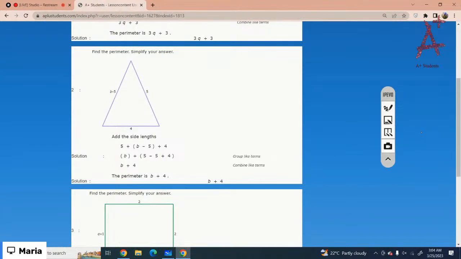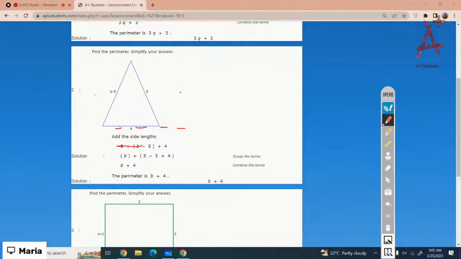Okay, find the parameter, simplify your answer. So you have to calculate the parameter. So for the parameter, you have to add all the side lengths, b minus 5 plus 5 plus 4. Got it? Okay, 5 minus 5 is 0. That means the parameter is b plus 4. Got it? Okay, let's just start with the test questions.